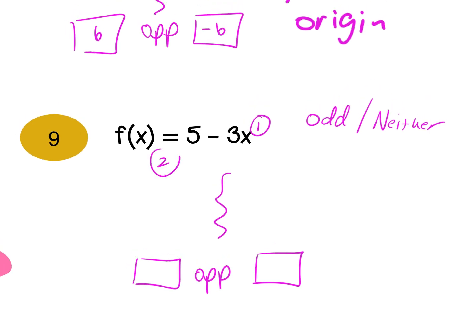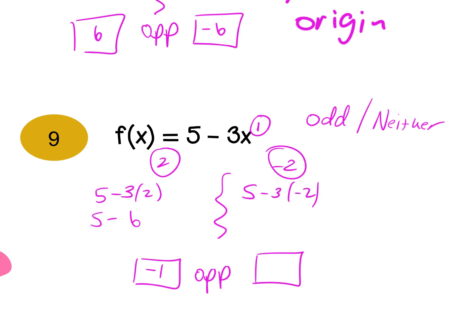So I'm going to use 2 and negative 2 again. Again, any number bigger than 1 and its exact opposite, you can use whatever you want. So 5 minus 3 times 2. 5 minus 6, I get negative 1. Here I have 5 minus 3 times negative 2. So I have 5 plus 6, I get 11. Are those exact opposites of each other? So this function is neither.